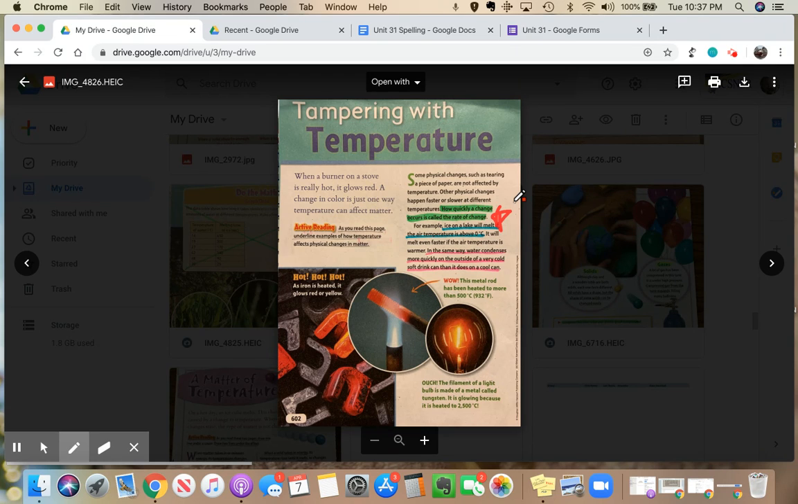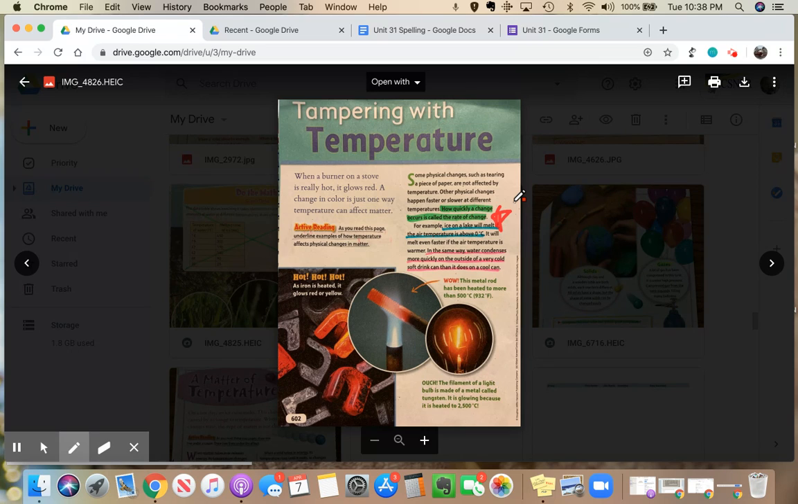You can put that blue highlighter down. It will melt even faster if the air temperature is warmer. In pink highlighter, in the same way, water condenses more quickly on the outside of a very cold soft drink can than it does on a cool can. You can put your pink highlighter down.